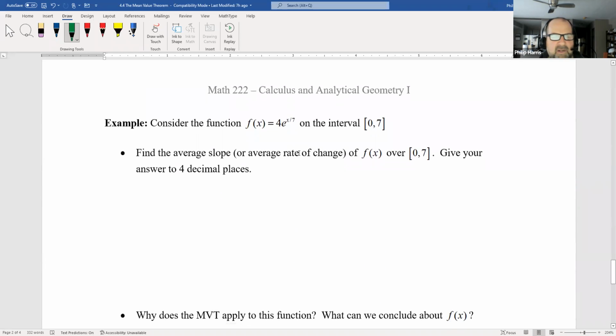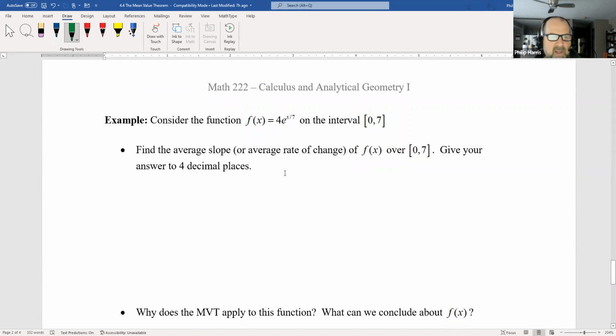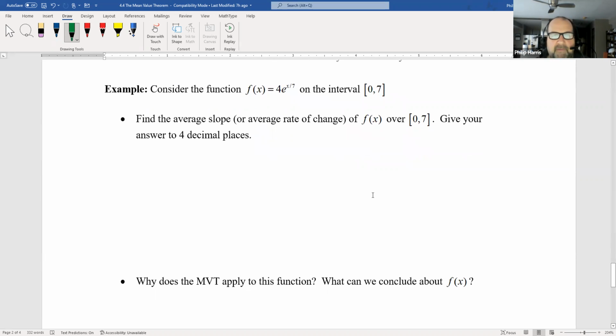Again, this is similar to the demonstration ones we were doing, but you'll see some questions maybe asked in a slightly different way, set up in a different way. So let's give that a go. Consider the function f of x equals 4e to the x over 7 on the interval from 0 to 7.